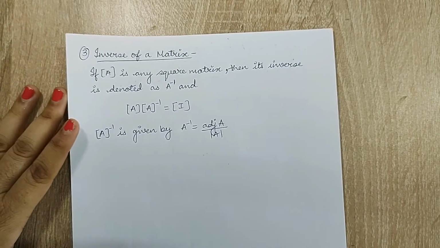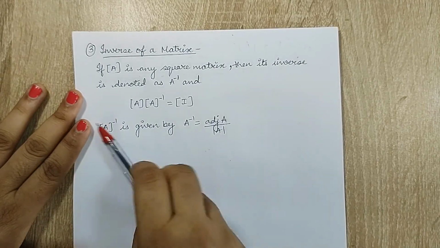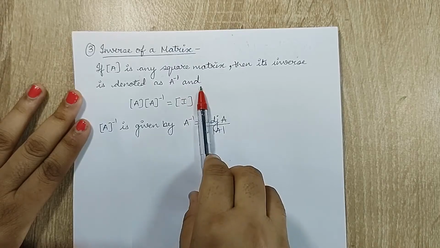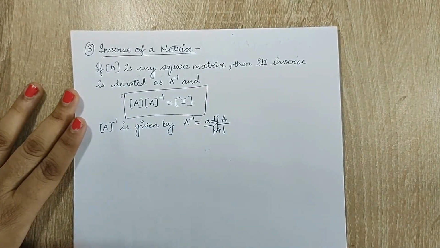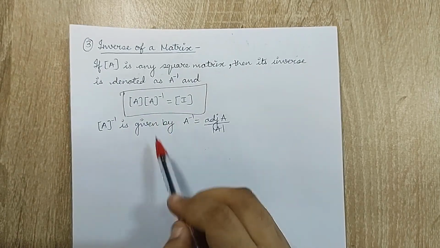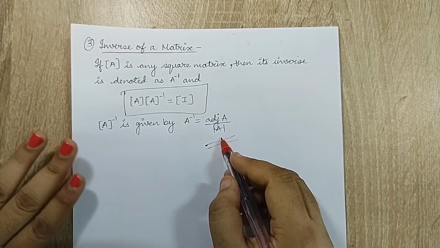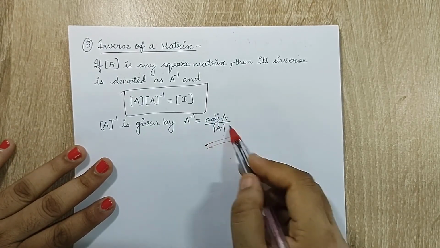Last I want to talk about an operation which is called as inverse of a matrix. If A is any square matrix, then its inverse is denoted by A inverse, and A into A inverse is equal to I. So this is one formula which you need to remember. This A inverse can also be given by another formula, that is adjoint of A upon mod of A. You just saw I calculated adjoint of A. You know how to calculate mod of A.